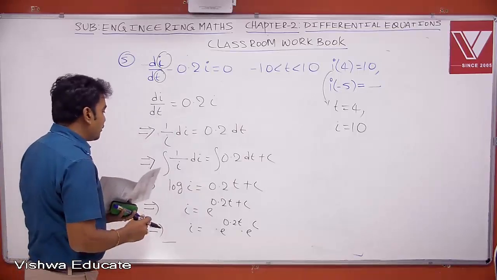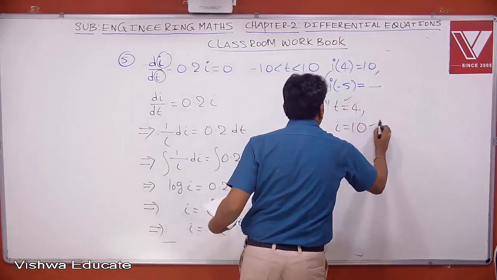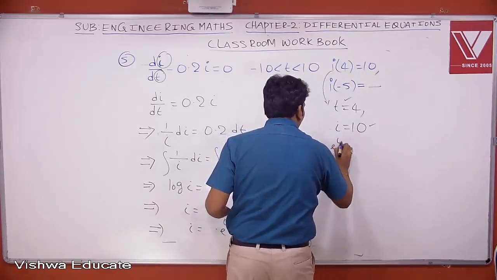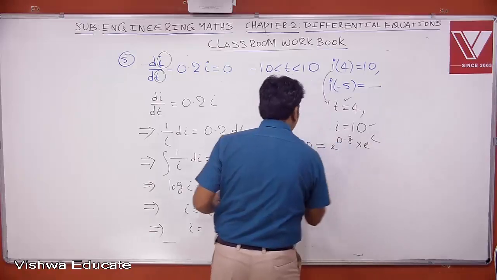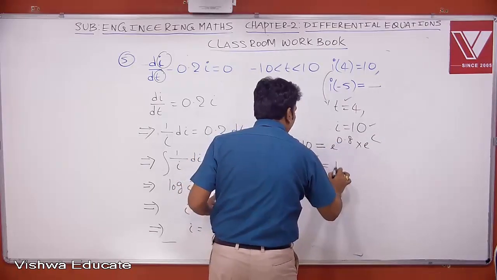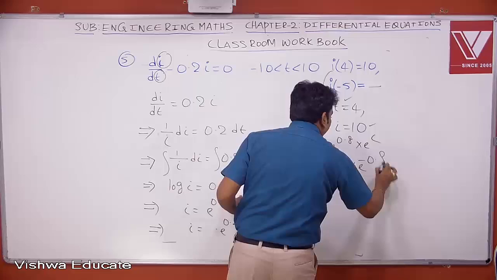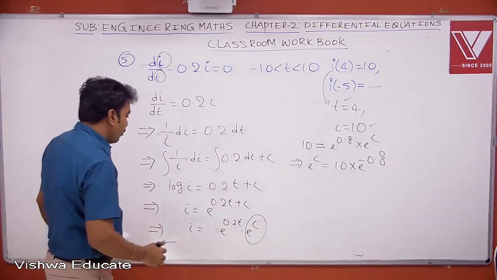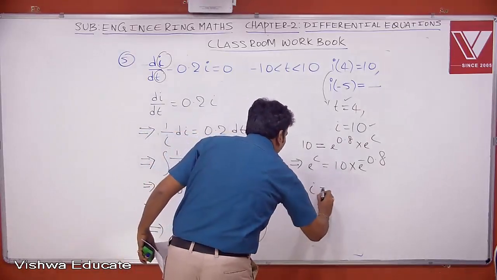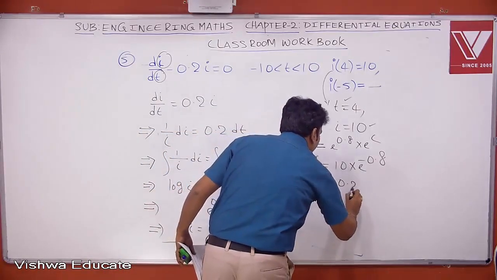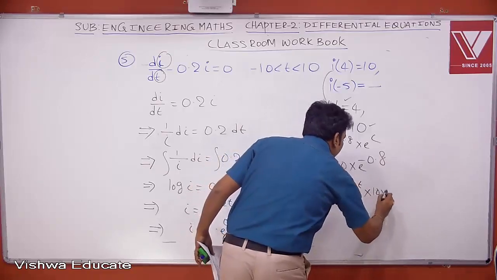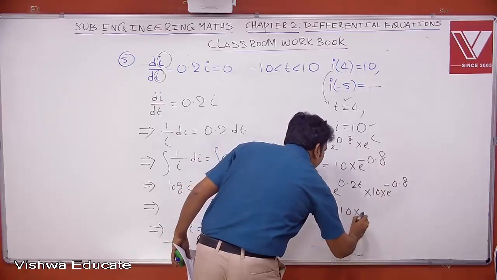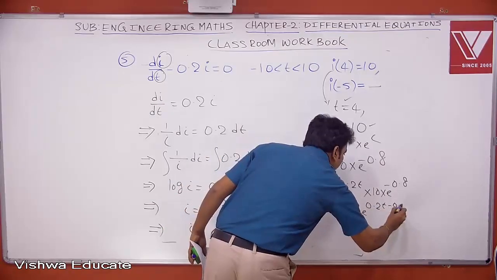Now let us apply this boundary condition. T value is 4 when I equal to 10. So 10 equal to e power 0.2 times 4 into e power c. This implies e power c equal to 10 into e power minus 0.8. Therefore, in place of e power c, we can write 10 into e power minus 0.8. Therefore, I equal to e power 0.2 t into 10 times e power minus 0.8. So I equal to 10 times e power 0.2 t minus 0.8.